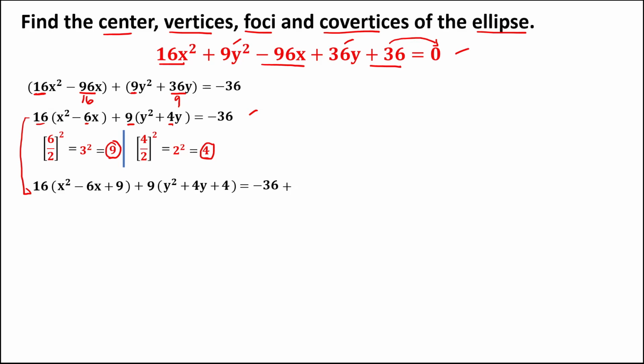Now take note that the numbers you added on the left side must also be added on the right side. But since there are numbers outside, we need to multiply them. So plus 16 times 9, then plus from y, 9 times 4.